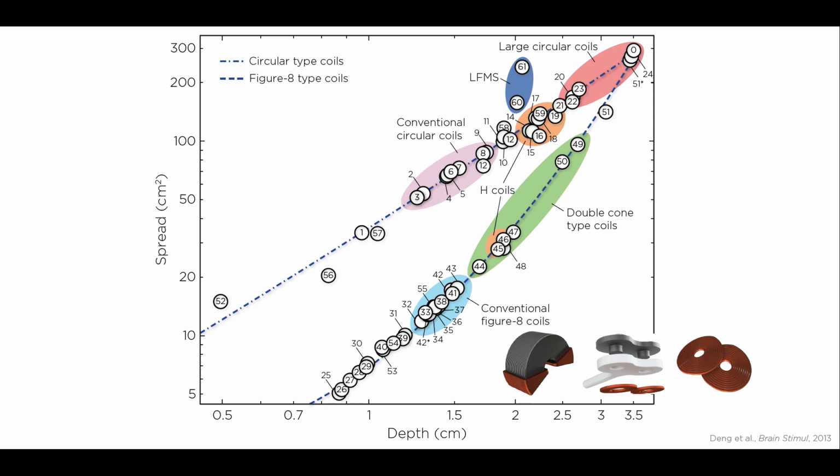And you can also see on this plot that the conventional figure-8 TMS coils, such as the ones that are FDA approved for treatment of depression, the ones from Neuronetics, from MagVenture and MagStim, lie in the blue region. They all have quite similar depth of stimulation and focality profiles. In fact, the FDA approval of the MagStim and MagVenture coils are based on substantial equivalency of the technology to the already approved Neuronetics coil, and that was approved back in 2008.